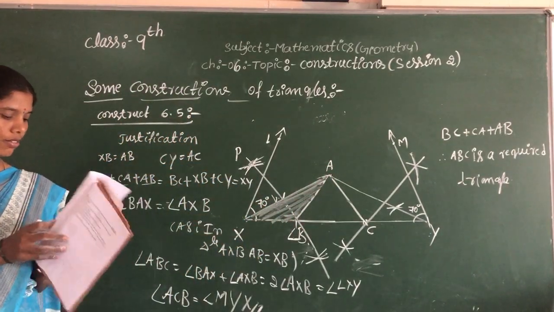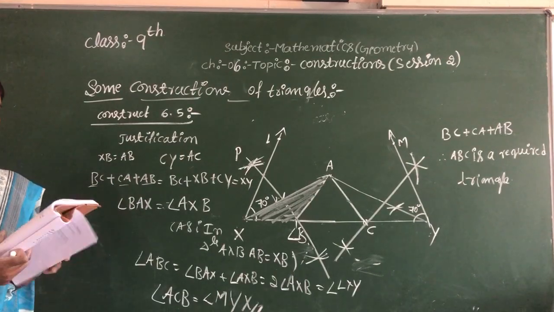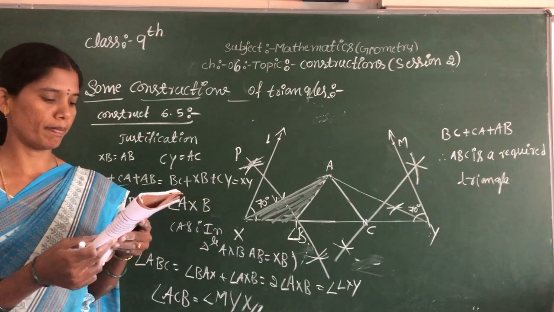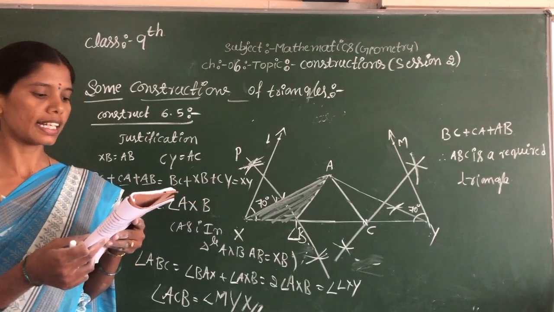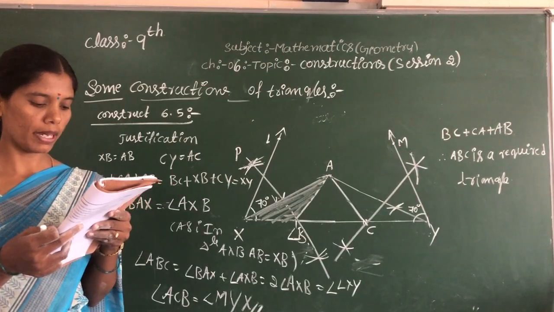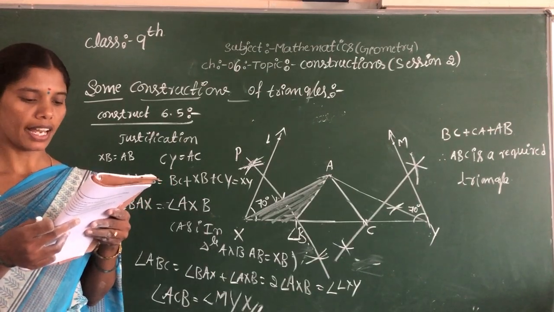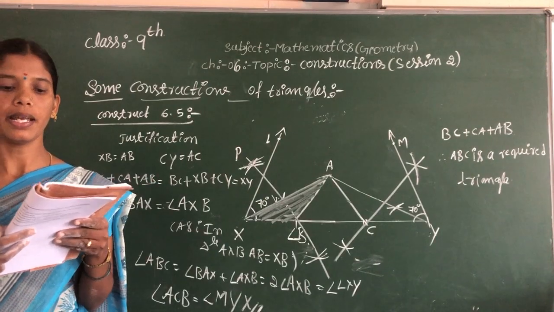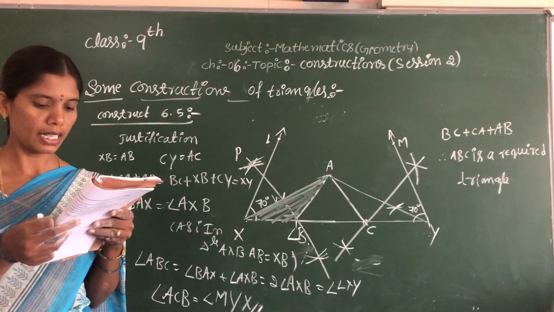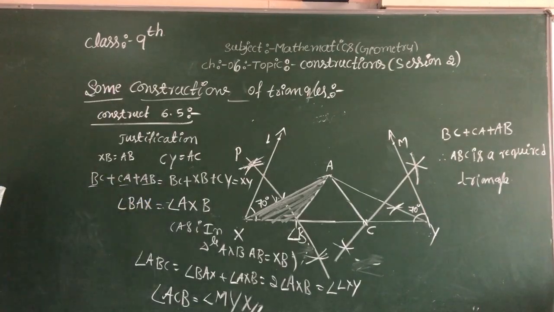Now next we shall move to that. So in this construction, this is one of the example problems. Example 1: construct a triangle ABC in which angle B is equal to 60 degree and angle C is equal to 45 degree, and AB plus BC plus CA is equal to 11 centimeter. Okay children, do that problem.